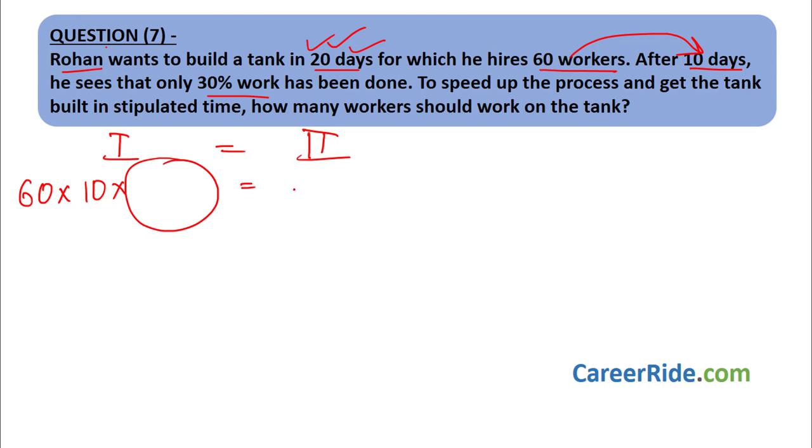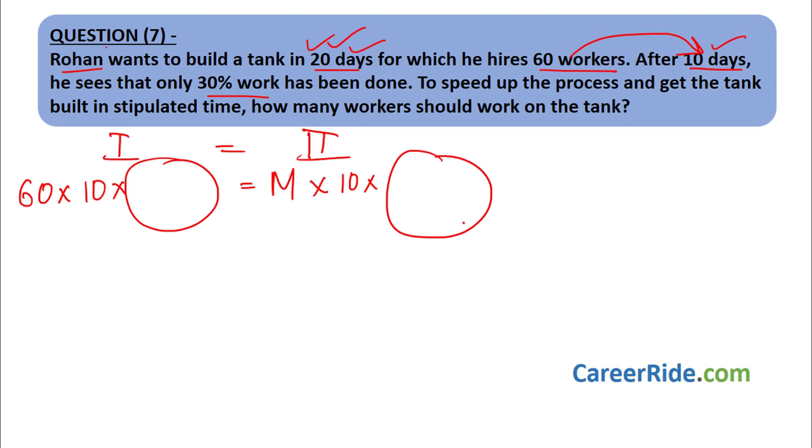Now, we are asked how many workers should work on the tank to complete the remaining work. So we do not know that. Let us assume that n number of workers should work, multiplied by number of days. Now already 10 days have passed. 60 workers worked for 10 days. So how many days are remaining? Only 10 days are remaining because we have to build the tank in stipulated time. So 10 days. And what is the work done? We do not know in first case.